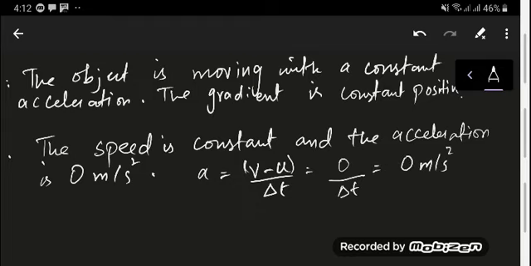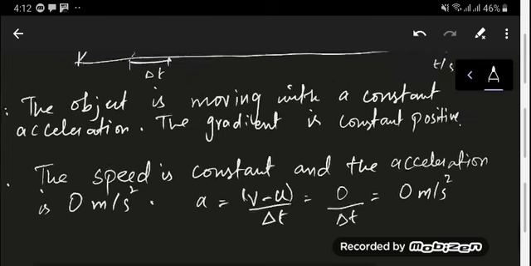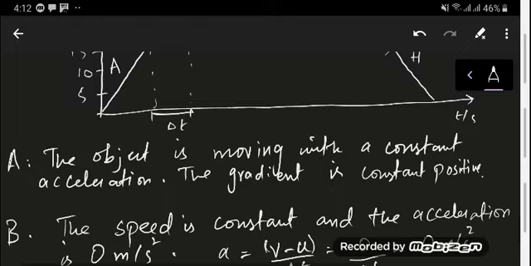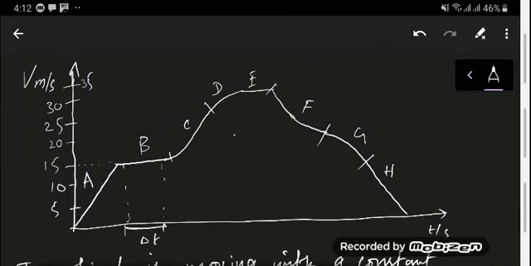So in this part of the graph, the object is moving with a constant speed and the acceleration is 0 meters per second squared. Remember that whenever an object is moving with a constant speed, except in circular motion, it will have zero acceleration, right? But this does not apply to circular motion. We'll discuss this later. Let's talk about part C.